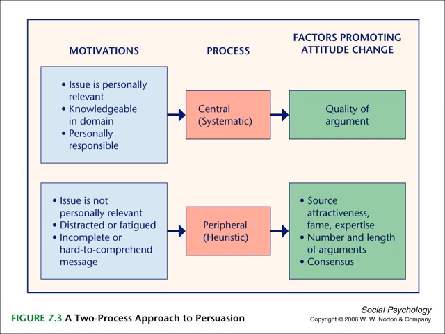So again, how does this work? Well, if you're motivated, the issue is important to you, you have a lot of knowledge about it, you feel responsible in some personal way for the idea, you're going to use the central route or systematic processing. That usually means you're only going to be convinced by how strong the arguments are, what we call argument quality.